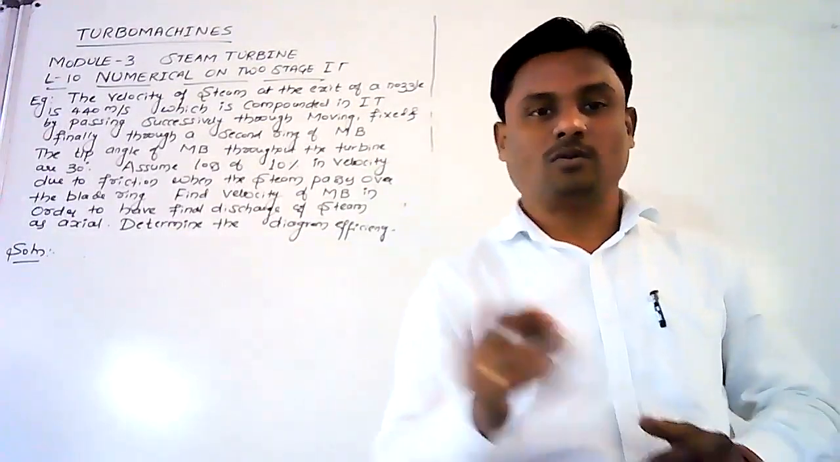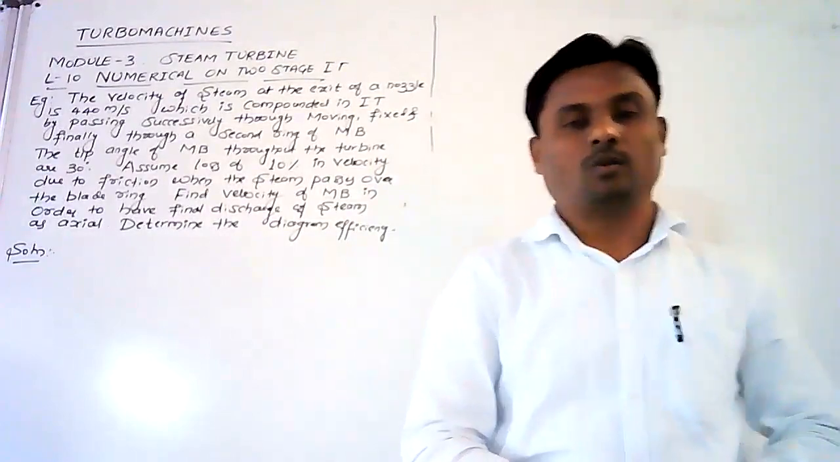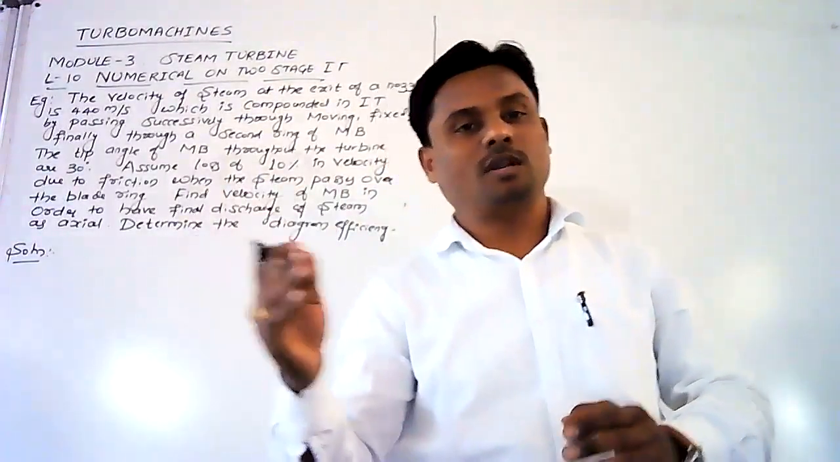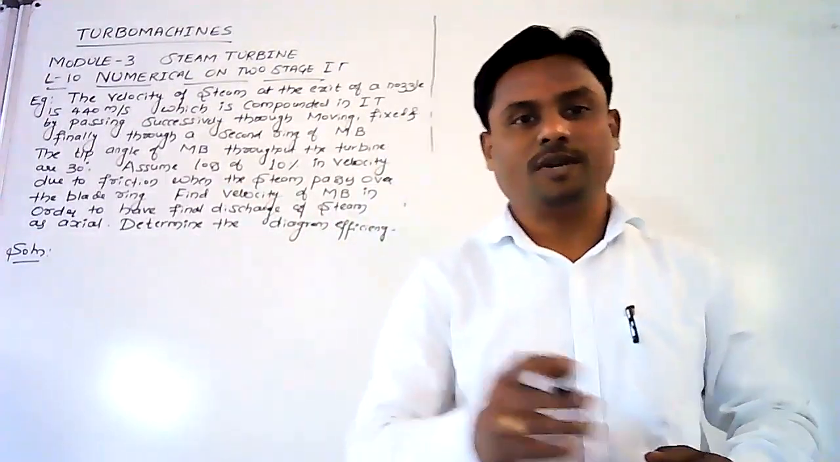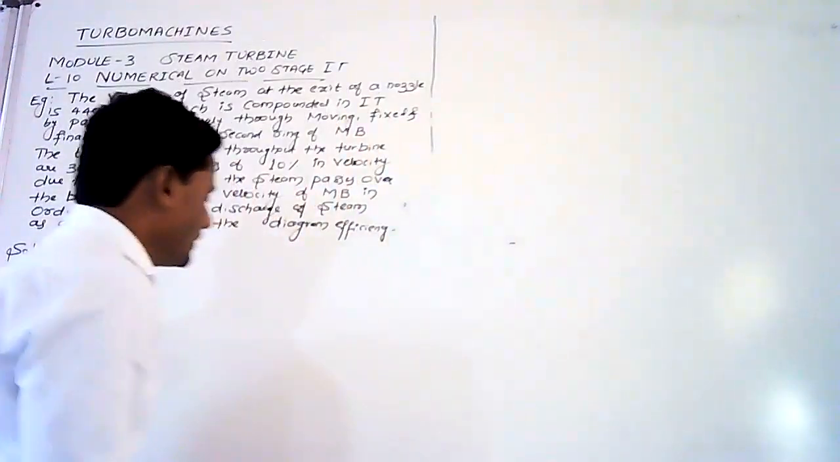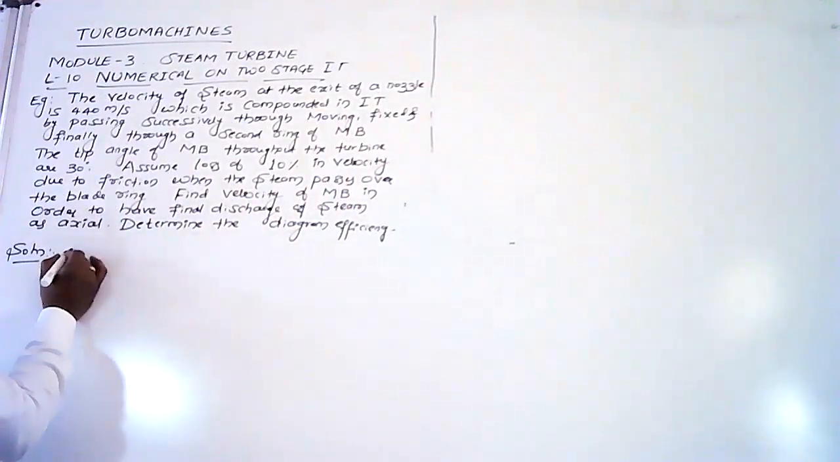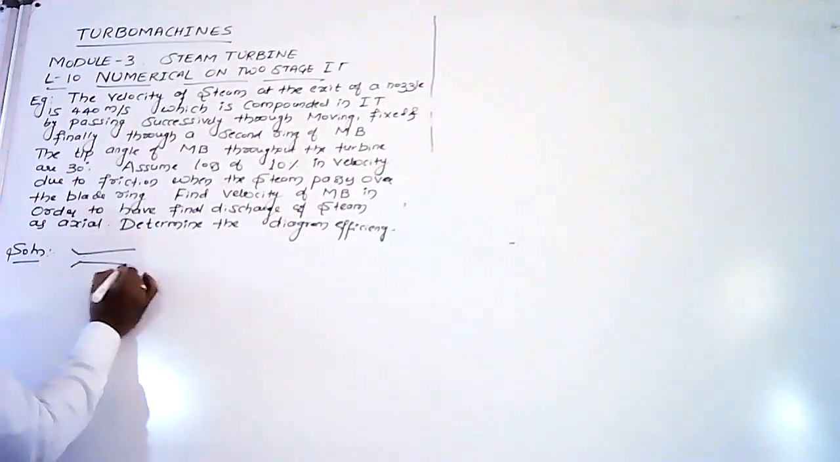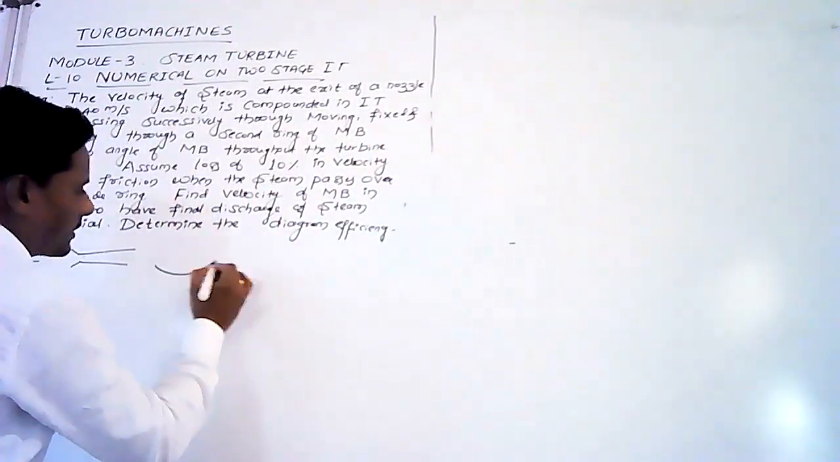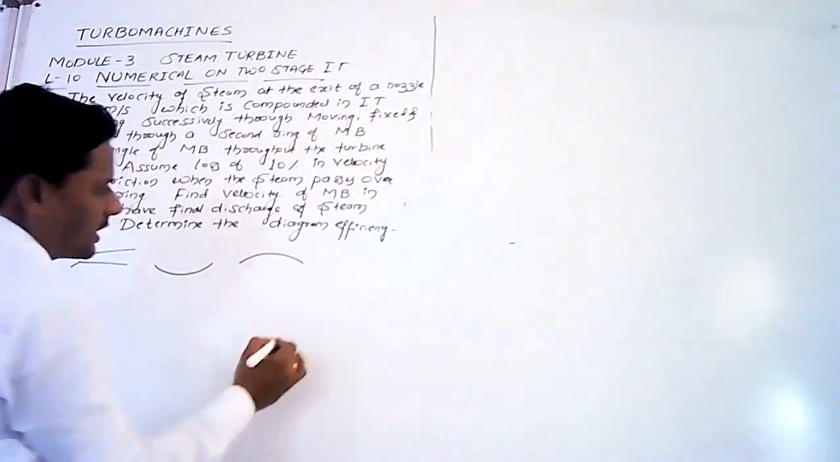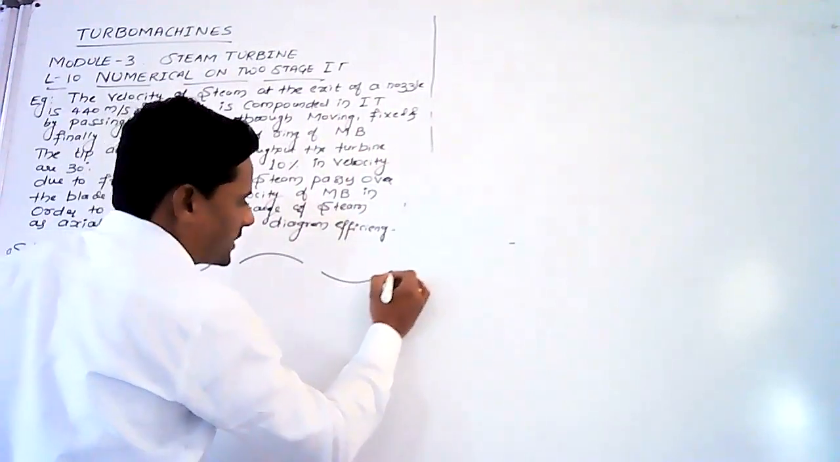After reading the problem carefully, the first step in solving the two-stage impulse turbine is that we have to draw the flow diagram, how the steam flows from the nozzle up to the last row of moving blades, that we need to sketch. So this is the nozzle. Next we have the set of moving blades. Next fixed blades, and finally we have the set of moving blades.